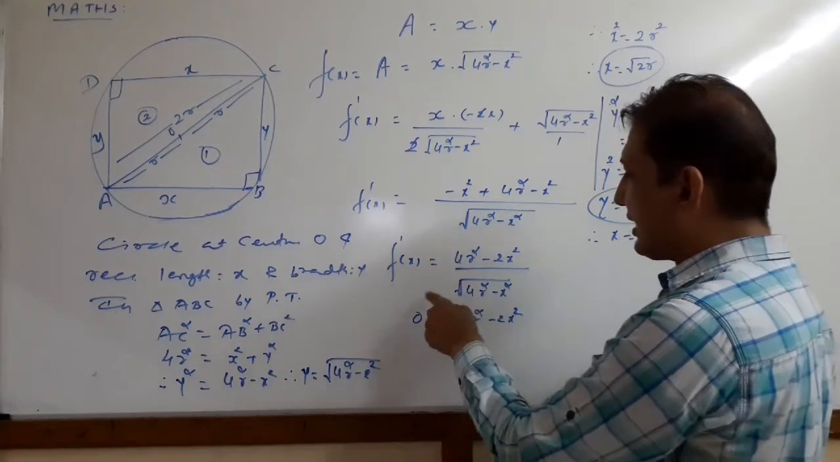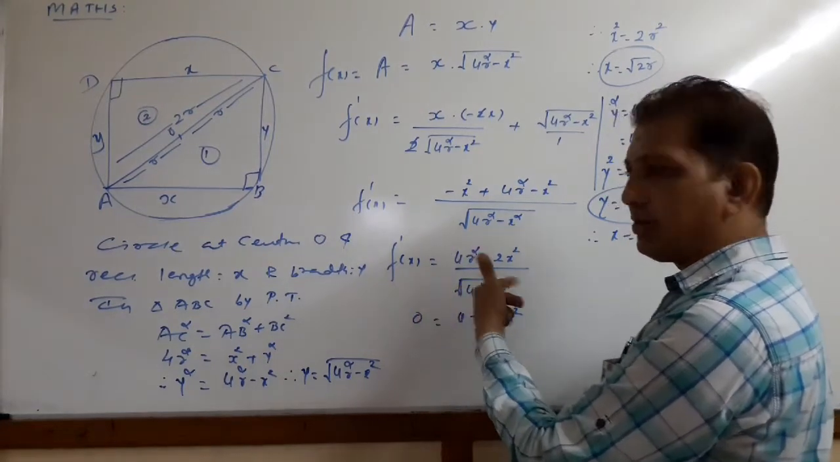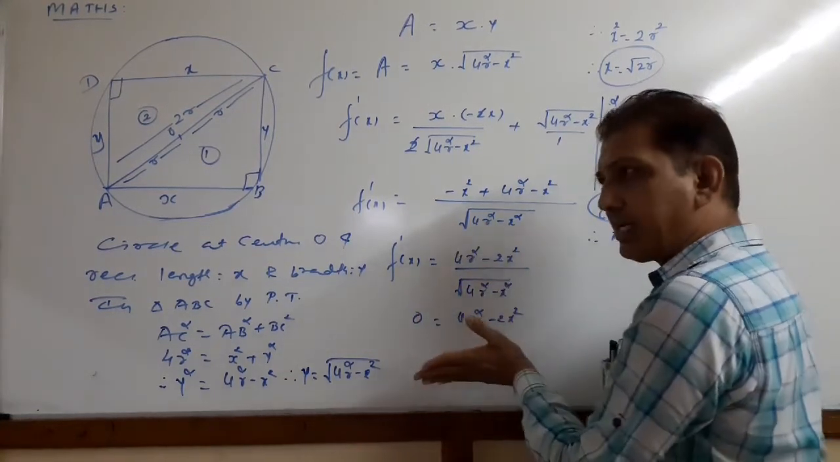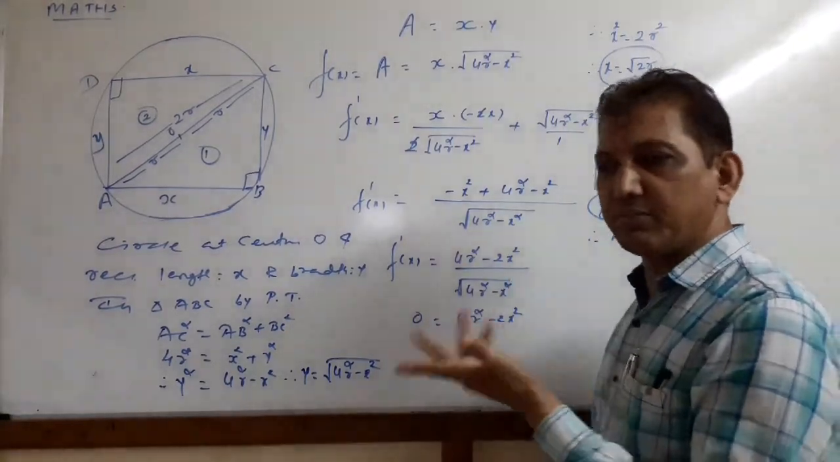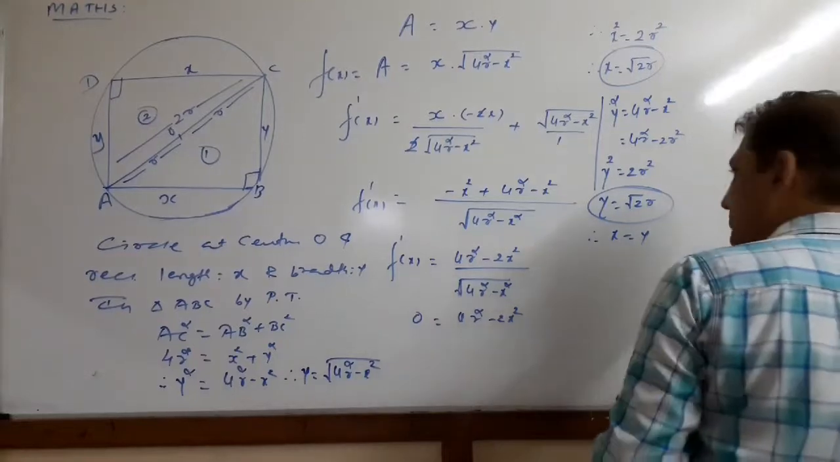Now we find the second order derivative. This is your first order derivative. Now we find the second order derivative. When the answer is greater than 0 or less than 0, we write the statement of maximum or minimum.